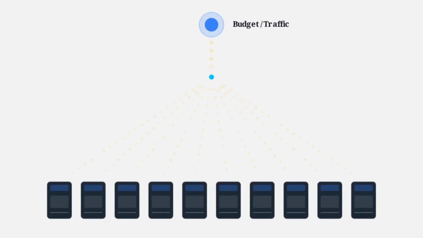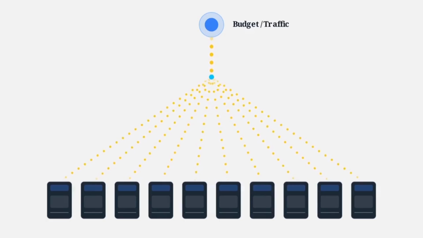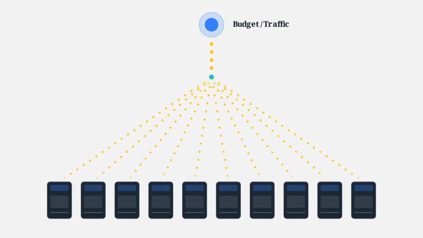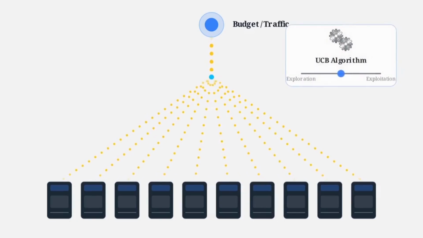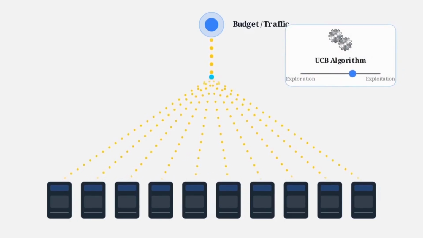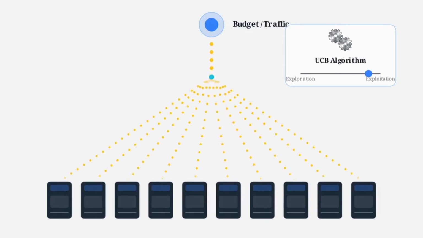Consider testing 10 different digital ad designs. If you test all 10 equally, you waste budget on bad designs. Pick a winner too early, and you miss a better option. Algorithms like upper confidence bound solve this exploration versus exploitation dilemma.